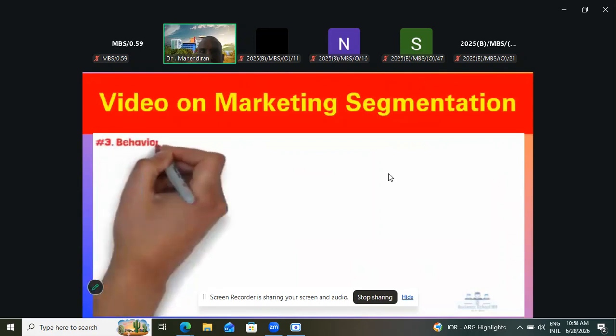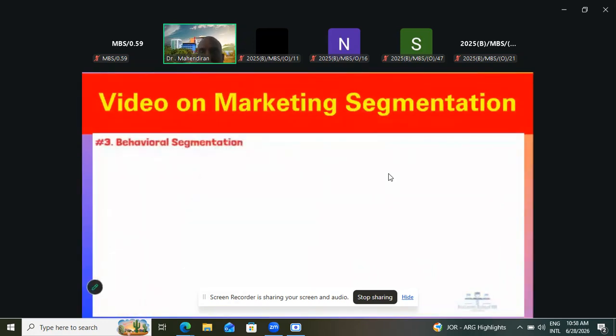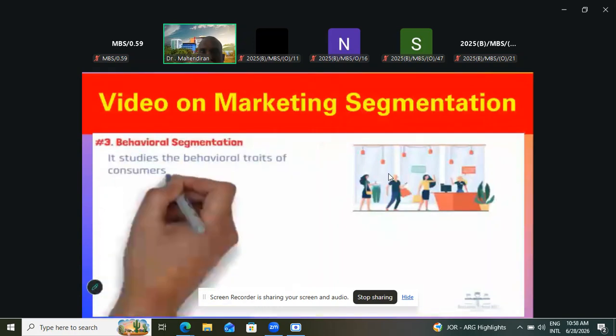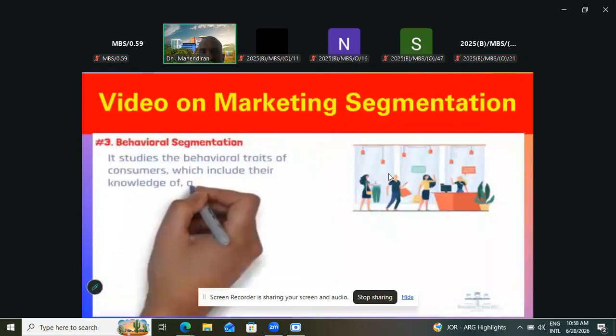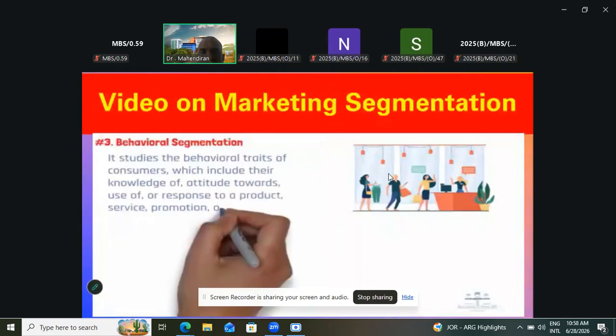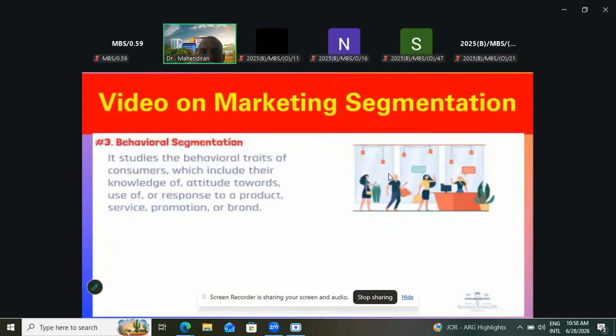Type 3. Behavioral segmentation. Behavioral segmentation divides consumers according to behavior patterns as they interact with a company. It studies the behavioral traits of consumers, which include their knowledge of, attitude towards, use of, or response to a product, service, promotion, or brand. Here are 4 major types of behaviors you should look at.